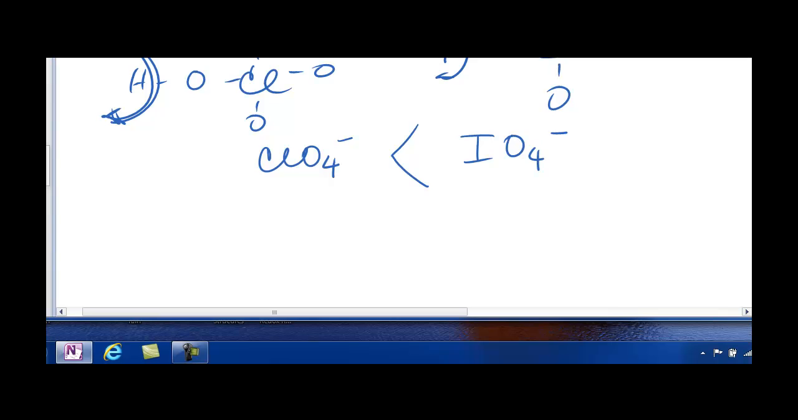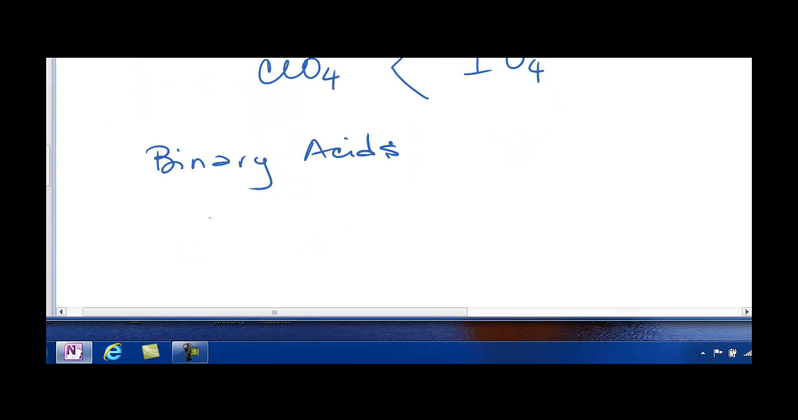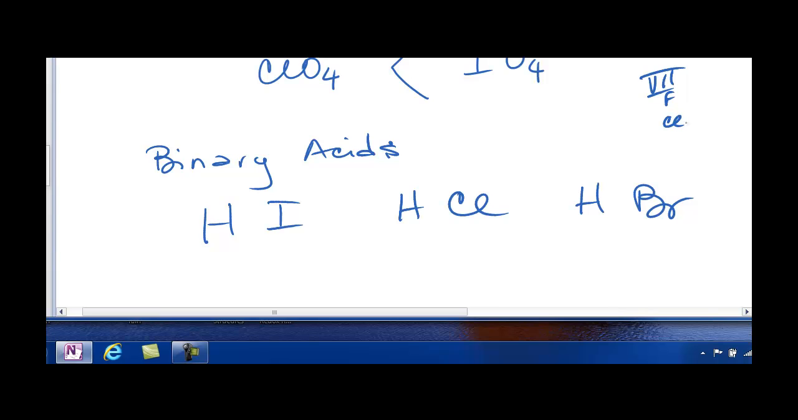Now let's switch this around and talk about binary acids. Binary acids. If I ask you HI, HCl, and HBr, which of these acids is stronger? What do you think? And I want you to think. And we look at a chart, and group 7 elements, you have fluorine, chlorine, bromine, iodine.